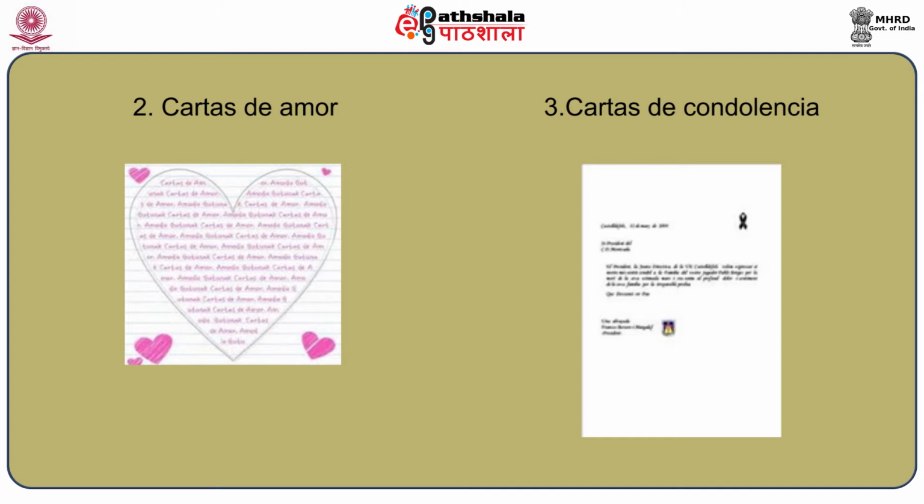Cartas de condolencia, which means condolence letters. Es común escribir una carta de condolencia cuando hay una muerte en la familia o en el grupo de amigos o conocidos. So condolence letters are written when someone died in our family, or when someone died with whom we have friendship or whom we know.